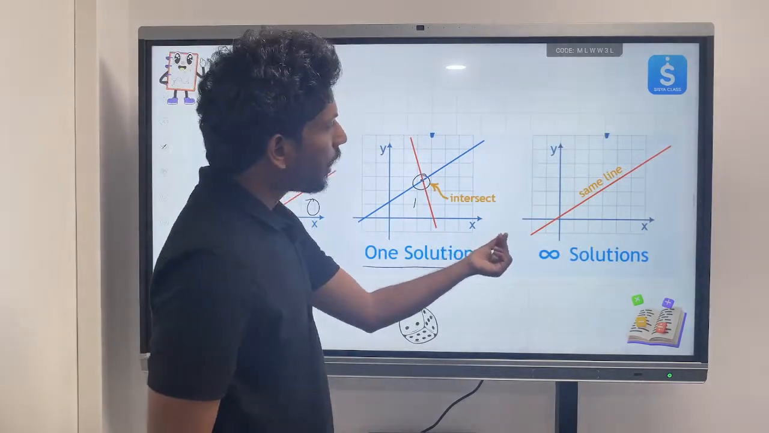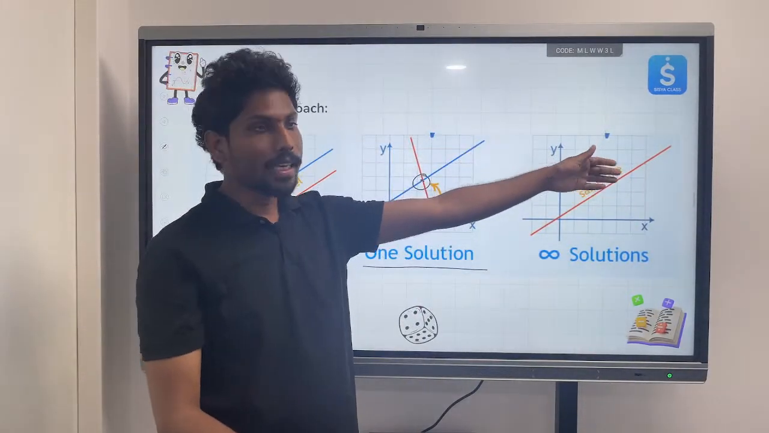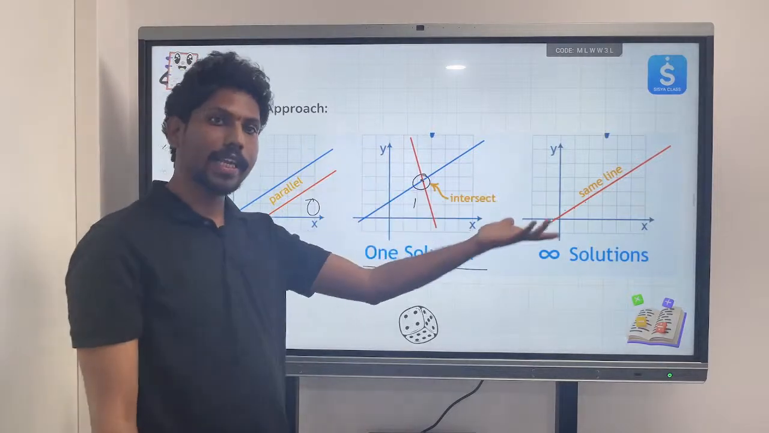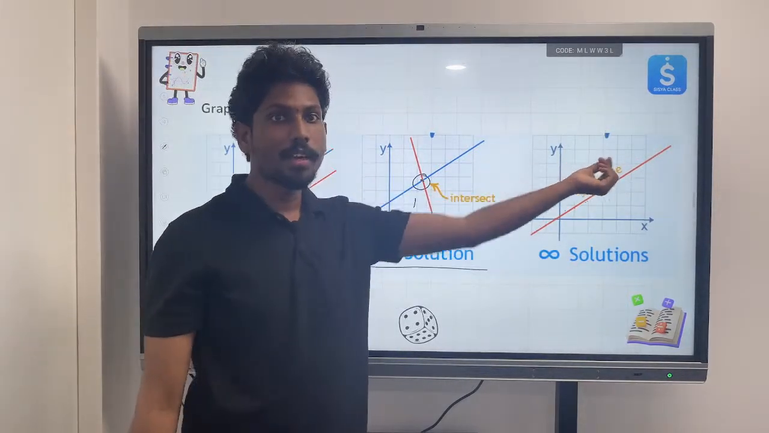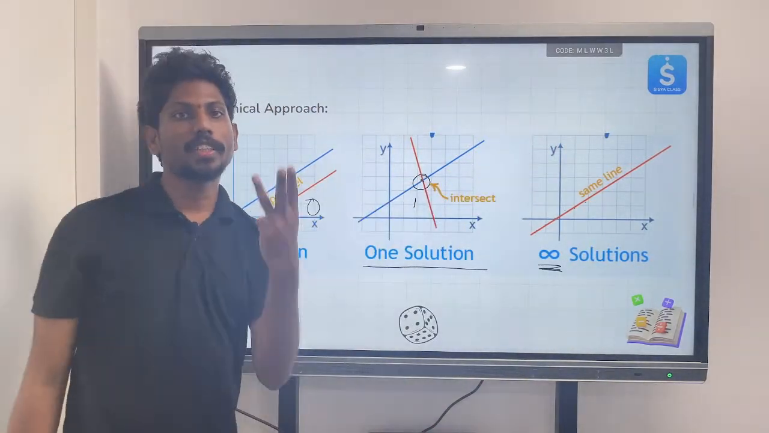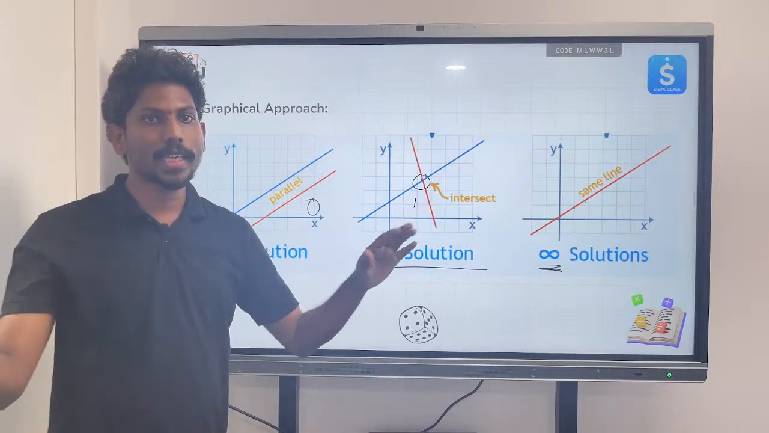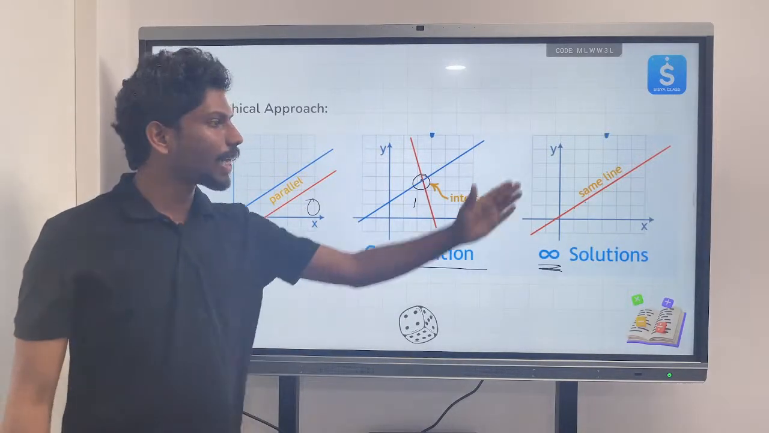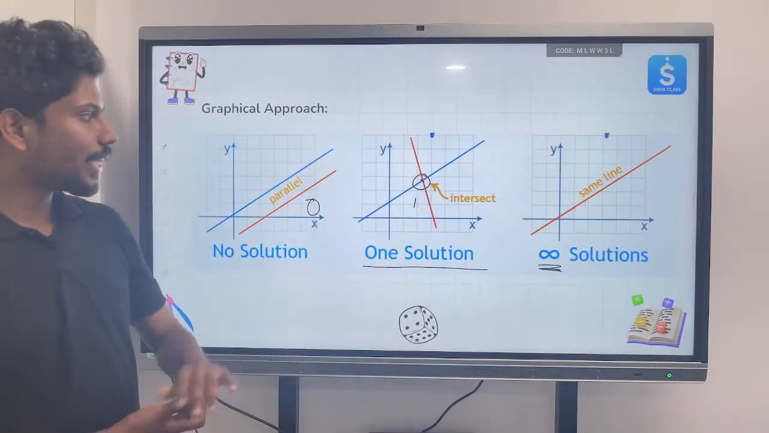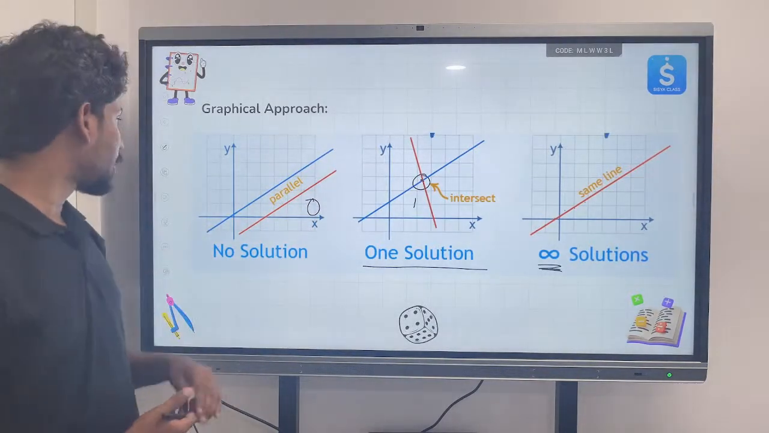Now, if you see here, this entire line is overlapping on the same line, right? Every point lying on this line is also lying on the other line. So how many solutions do we have? We have infinite solutions. This is the symbol of infinity, right? So what are the three different possibilities for how two lines can be related to each other? Either they are parallel and never intersect, or they intersect at only one point, or they coincide throughout and there are infinitely many solutions, right? So this is how, graphically, we can understand how two lines are related to each other.